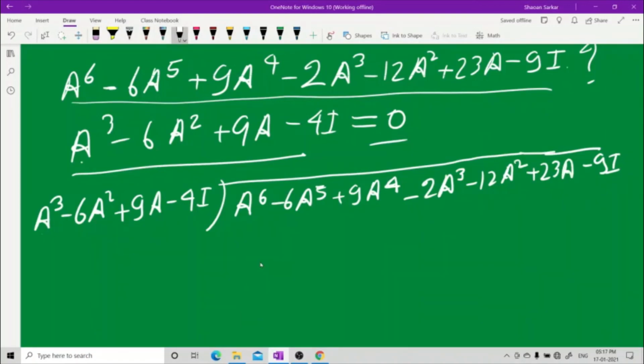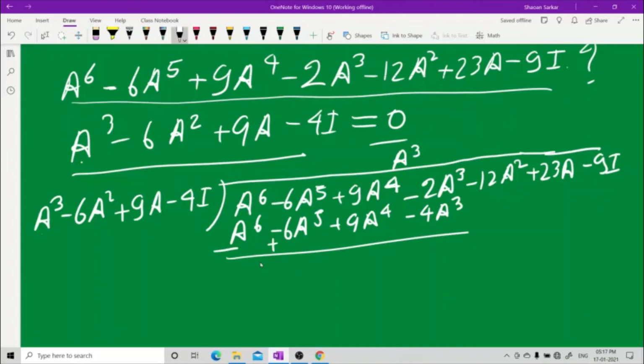Now a6, so you write here a cube. A cube times a cube will become a6. This will become 6a5. This will become 9a4. This will become minus 4a cube. Now this is going to go minus plus minus plus. They all will cancel out. You will have here 2a cube minus 12a square plus 23a minus 9i.